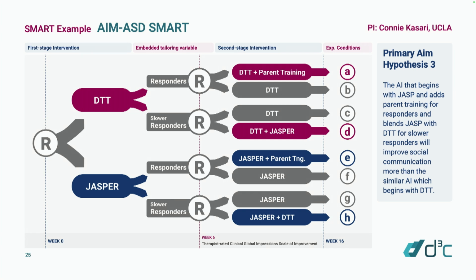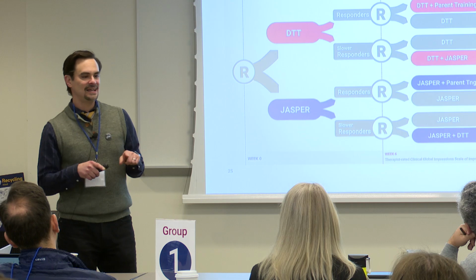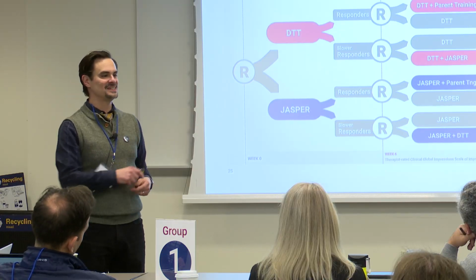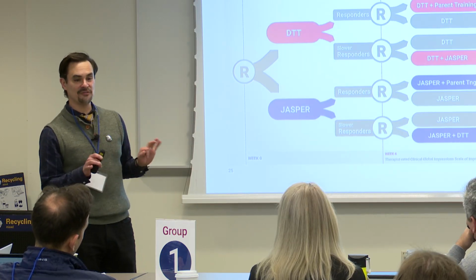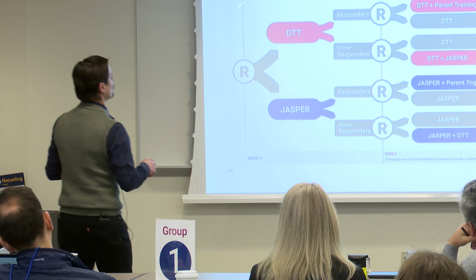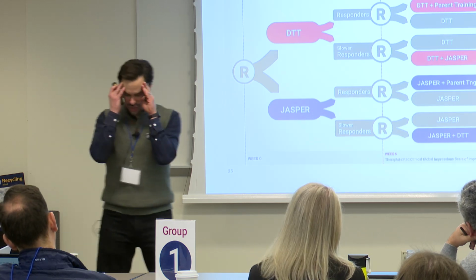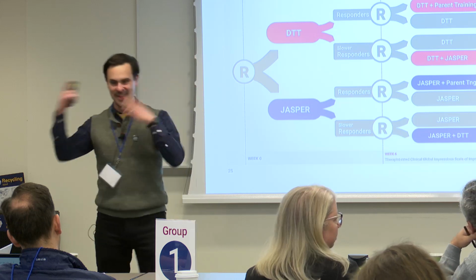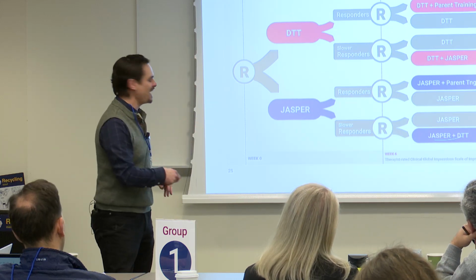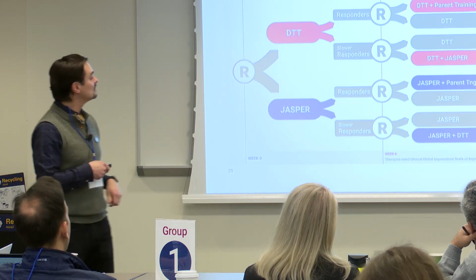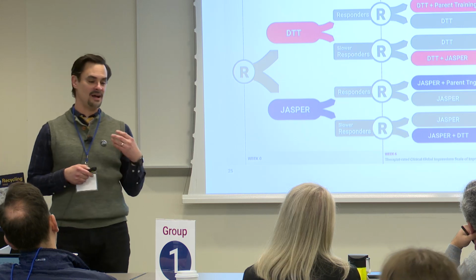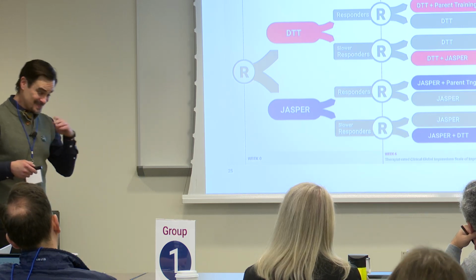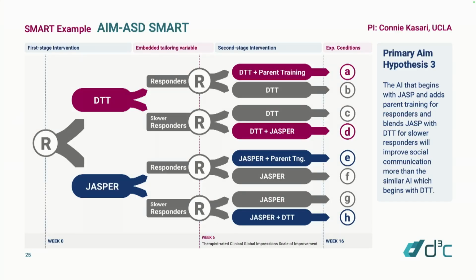Do you guys see the subtleties, how this is not the primary aim question of what do we start with? This one's different. This one is saying, I want to compare a world in which the red adaptive intervention is the only one being used versus another world in which the blue adaptive intervention is. And this was actually a third question in Connie's trial.